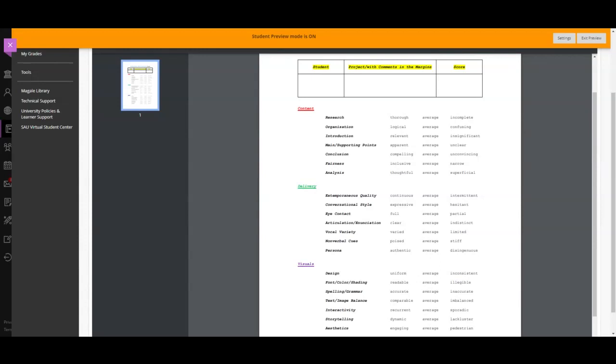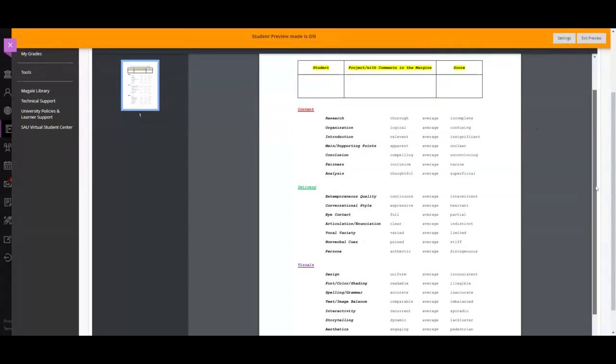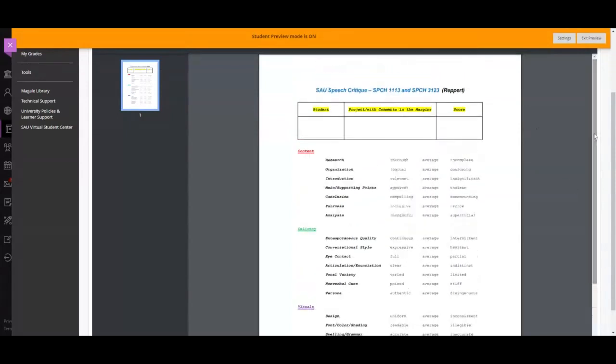From your visuals: the design, font color shading, spelling grammar, text image balance, interactivity, storytelling, aesthetics. Are they uniform, readable, accurate, comparable, recurrent, dynamic, or engaging? Again, this is an unofficial checklist, but it's helpful to use in your respective speech preparation processes.